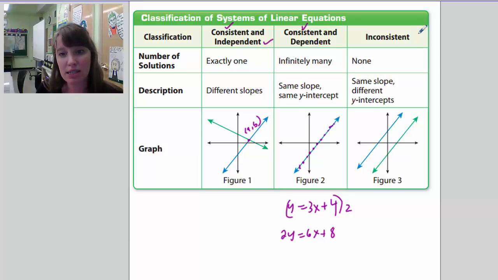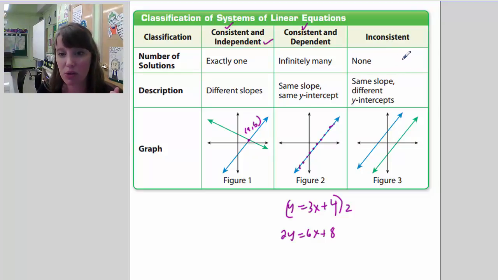Now, an inconsistent system is one where there's no solutions, and that's because you have parallel lines. That looks like it has the same slope, but it has different y-intercepts. All right. So there's absolutely no point of contact between these two lines because they're parallel. And so the system has no solutions.